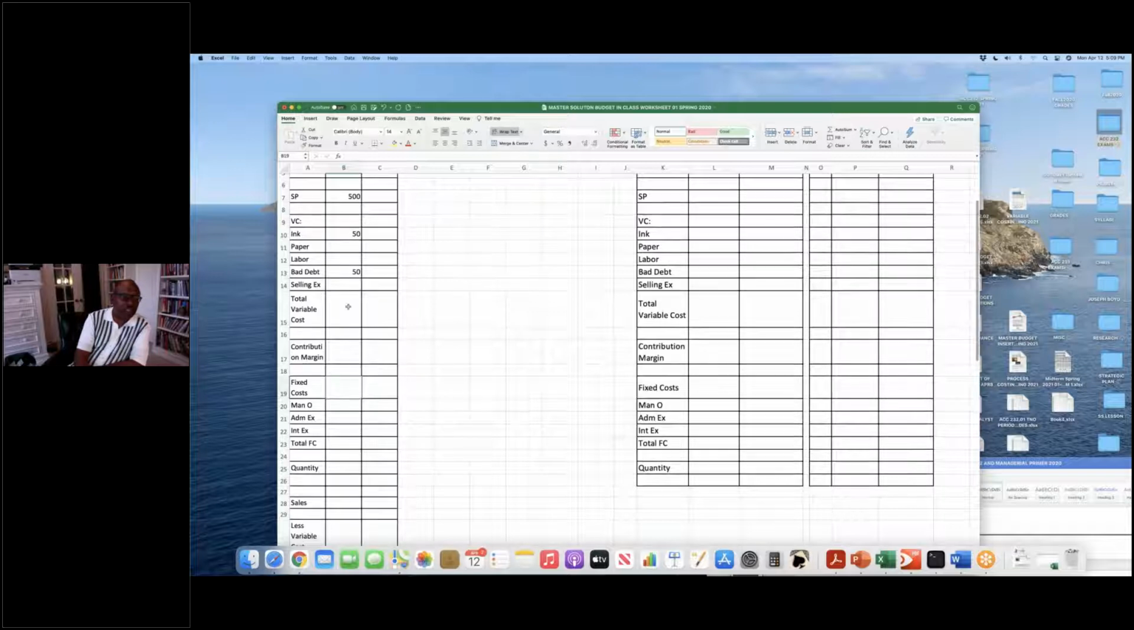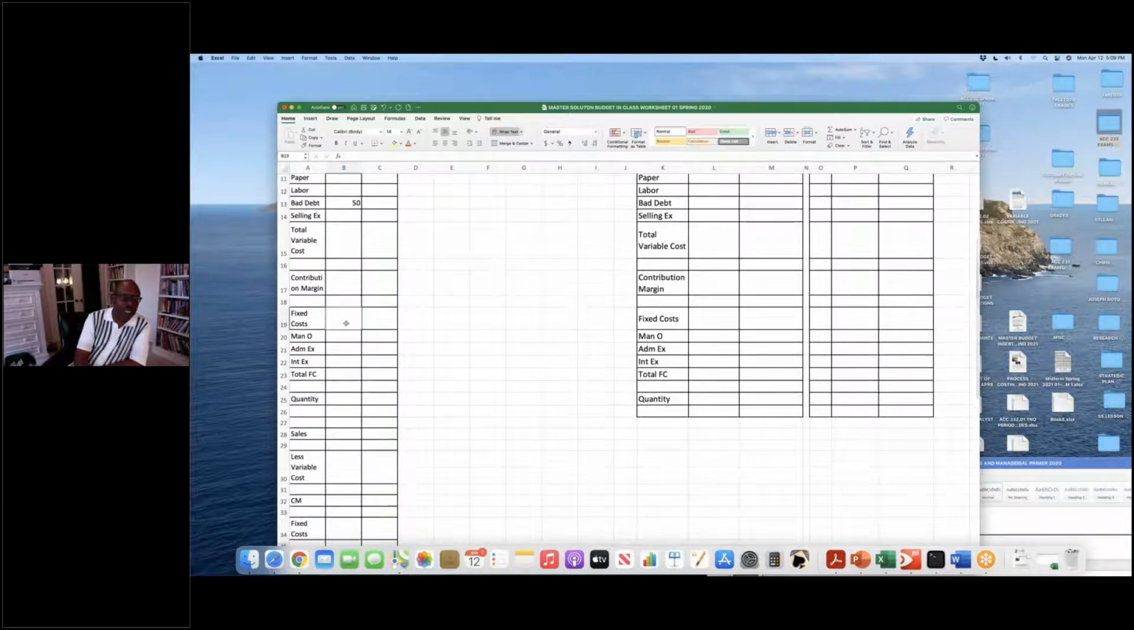Okay, so you're going to get your total variable cost and a contribution margin. How much is your manufacturing overhead total? 25,000? Oh no, you said total? Yeah. 100,000? How much? 100,000. Okay.